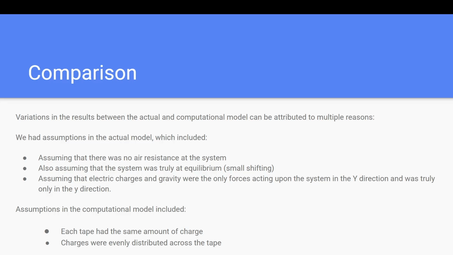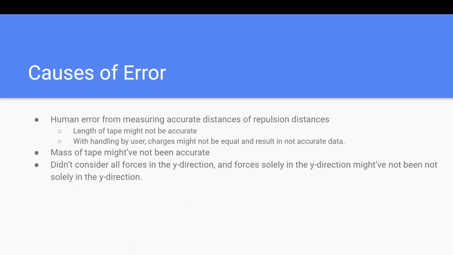The assumptions in the computational model include each tape had the same amount of charge, and charges were evenly distributed across the tape. Causes for error could include human error in measuring repulsion distances accurately. We used our eyes. We didn't use actual measurement tools. So yes, we did use a meter stick, but we used our eyes, and we didn't verify with anything else like a tracker system or something like we did last year.